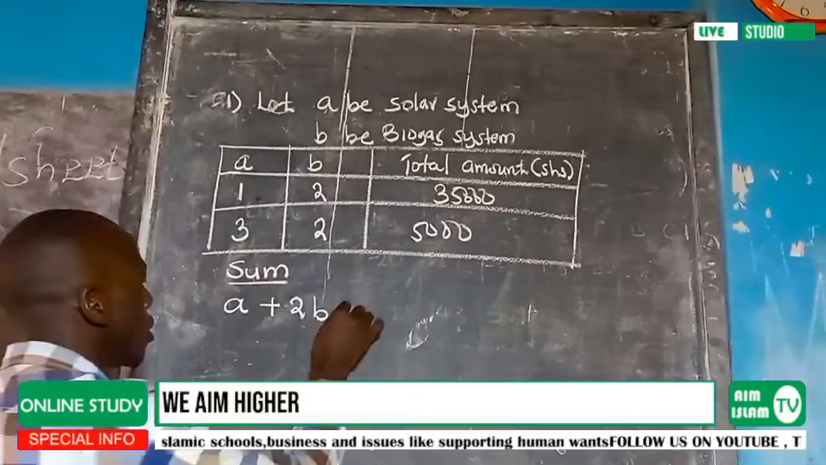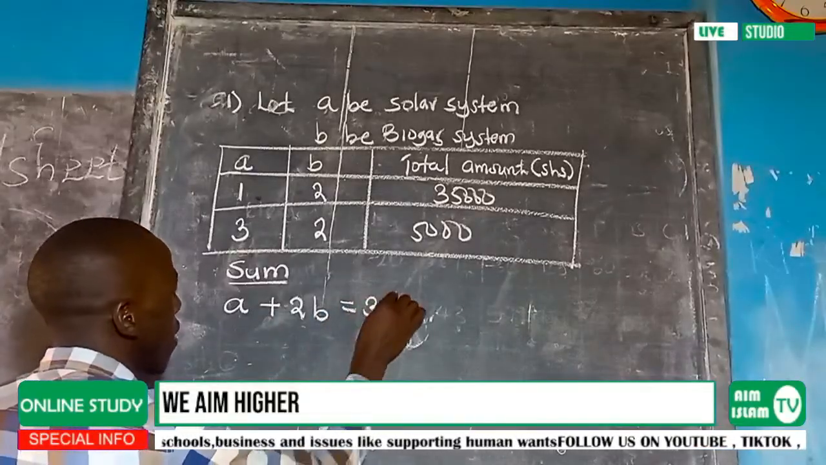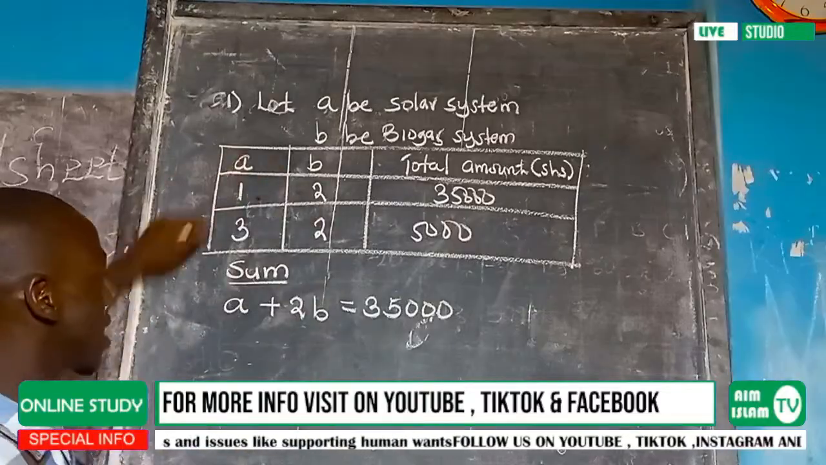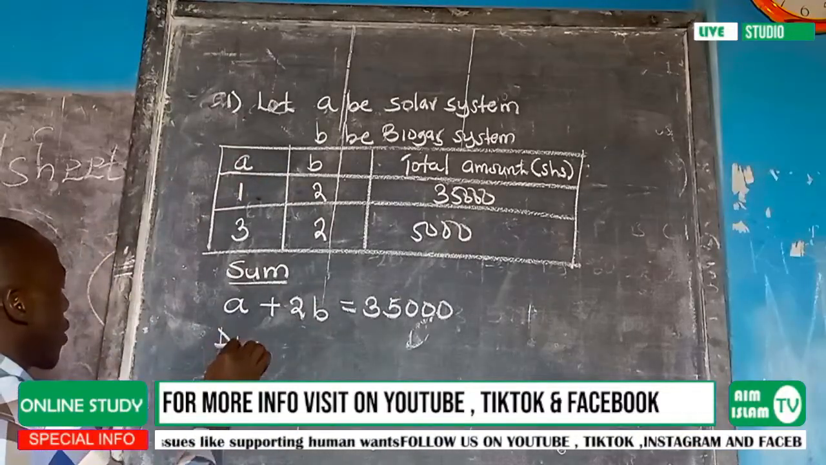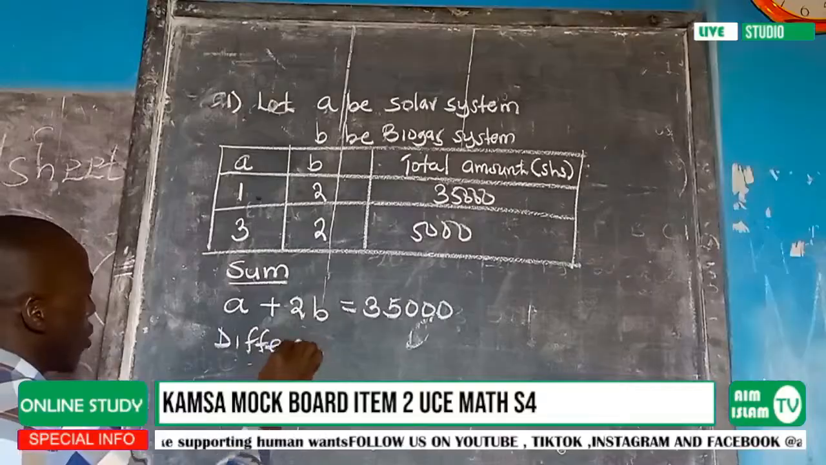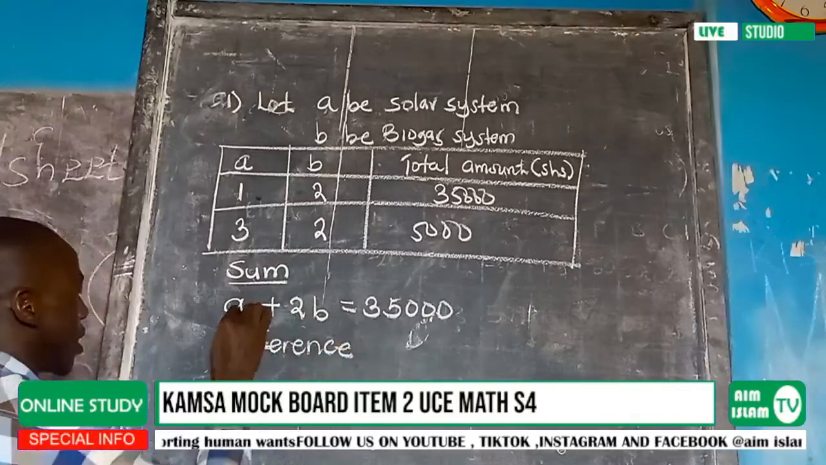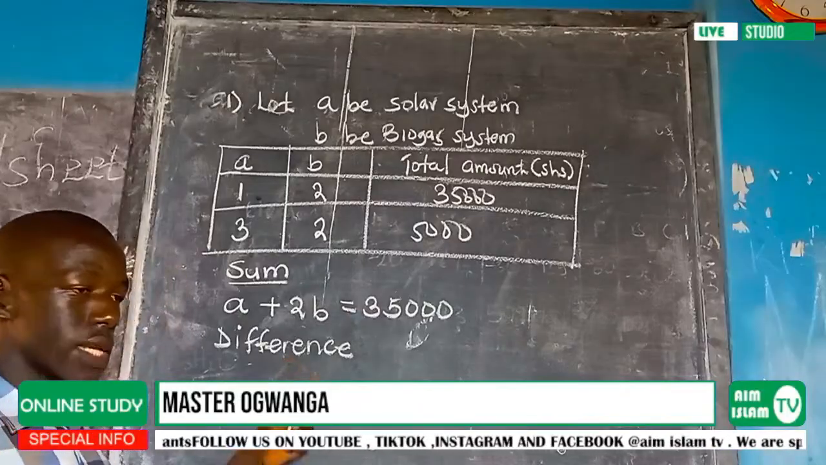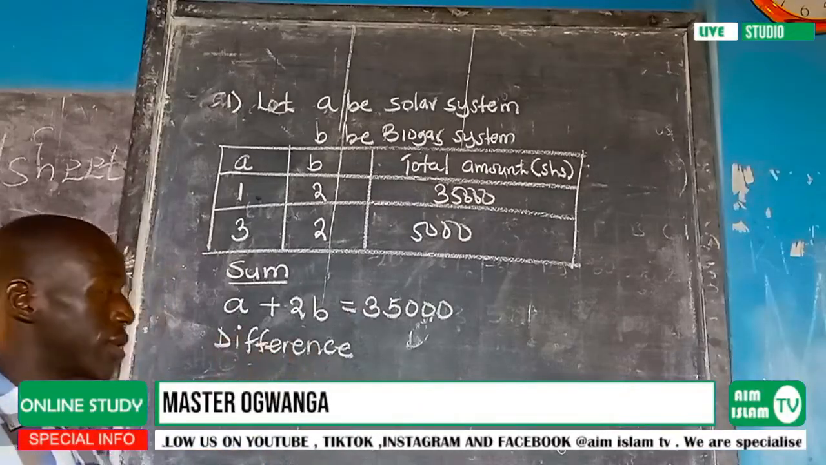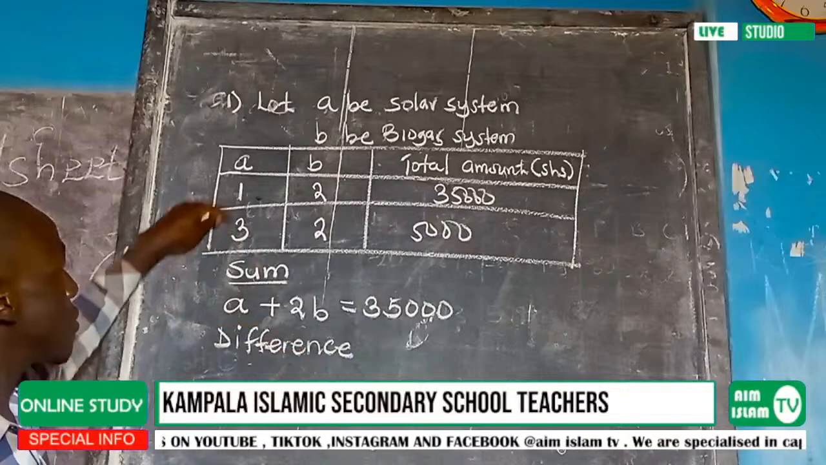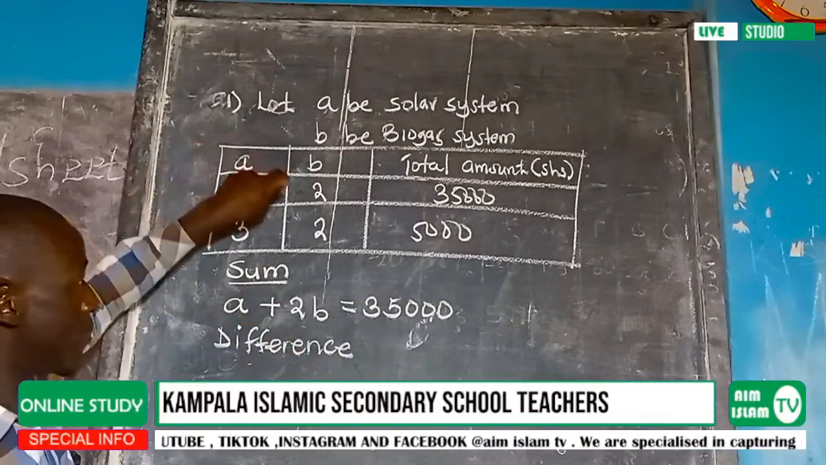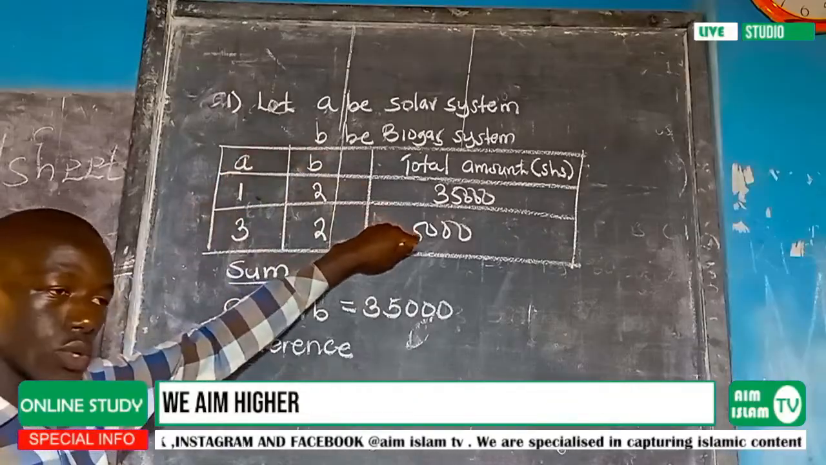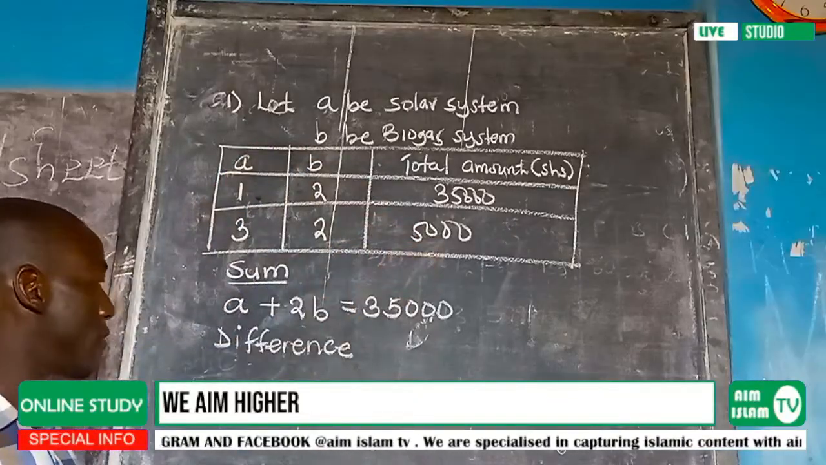Their sum gives us 35,000. That is for the first statement. For the second statement, they are talking about the difference. And you know what the difference is. Whenever we talk about the difference, it is a subtraction, meaning that if I look at the 3 times the solar system minus the 2 times the biogas system, we should be able to get 5,000.